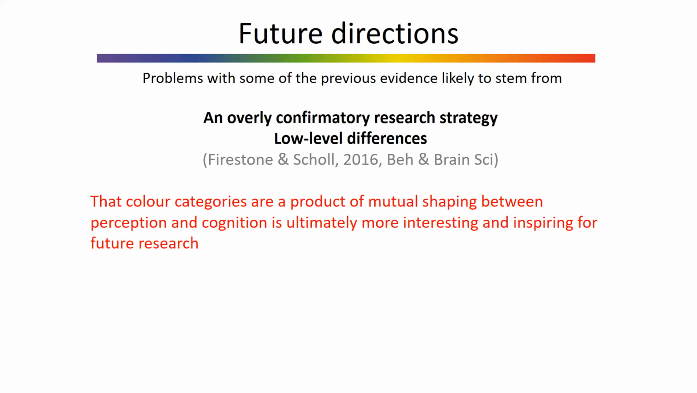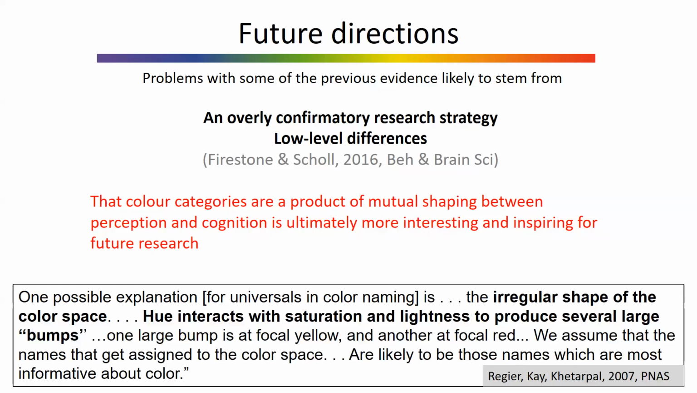So I would like to finish my talk with a quotation from a fantastic paper by Regier and colleagues, where they discuss where color categories may come from. One possible explanation for universals in color naming is the irregular shape of the color space. Hue interacts with saturation and lightness to produce several large bumps. One large bump is at focal yellow and another at focal red. We assume that the names that get assigned to the color space are likely to be those names which are most informative about color.